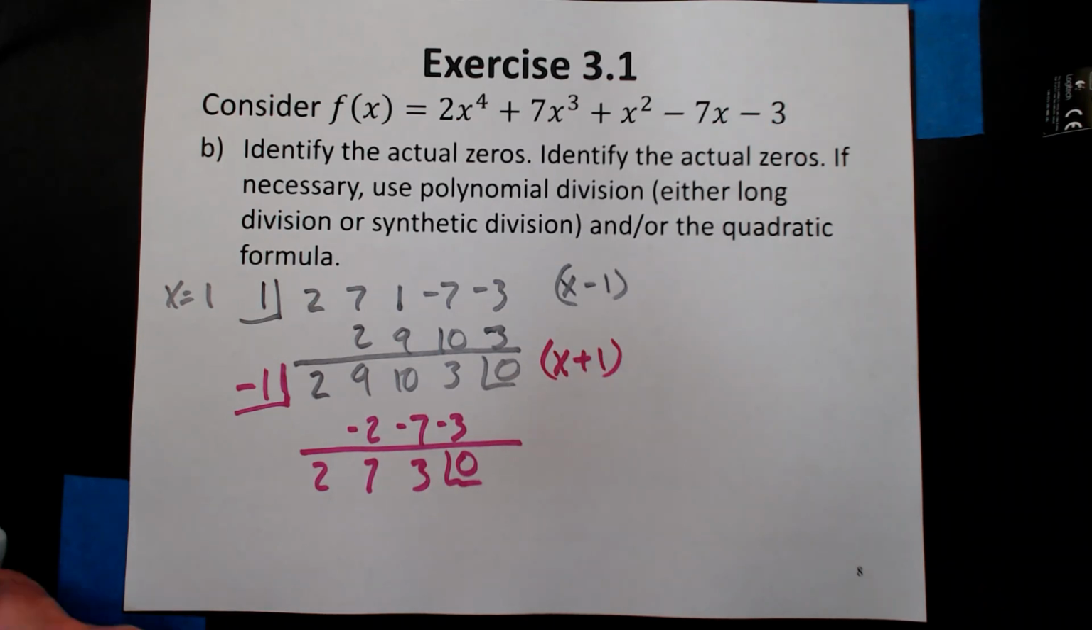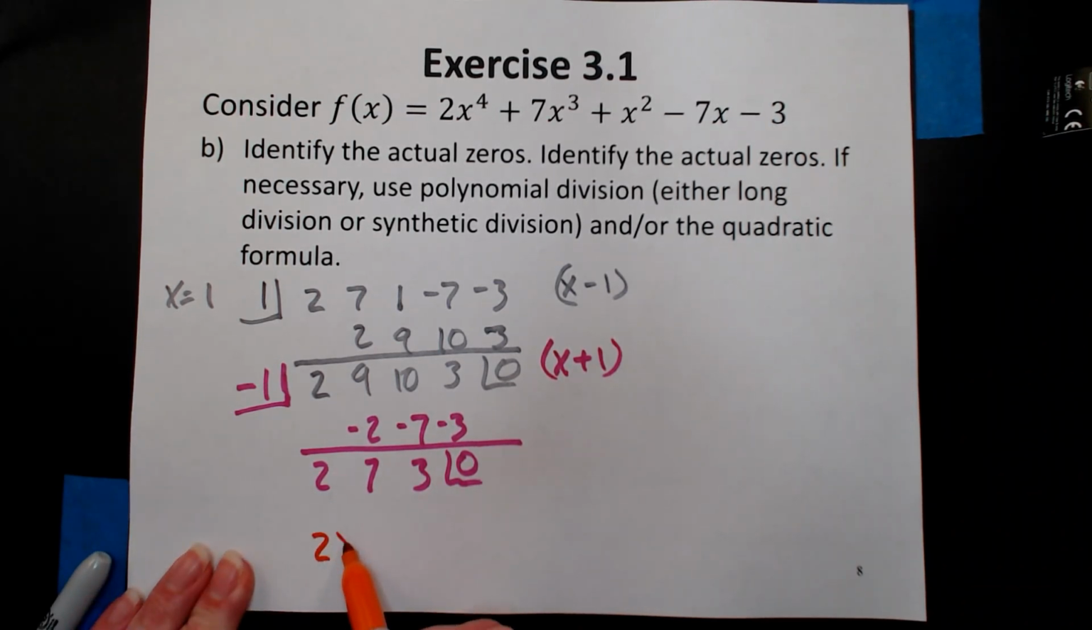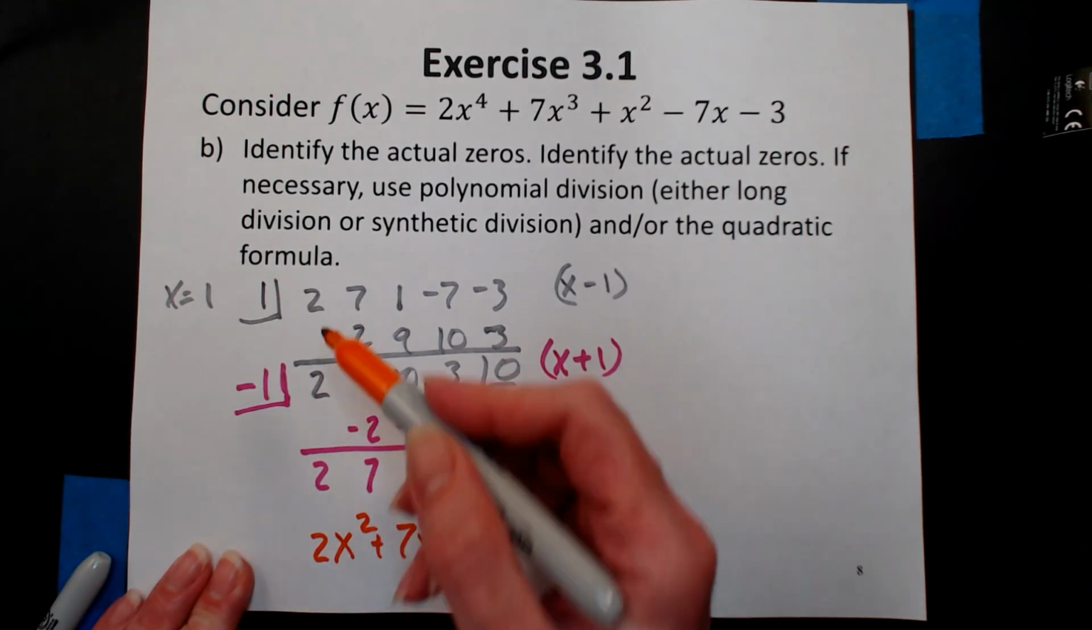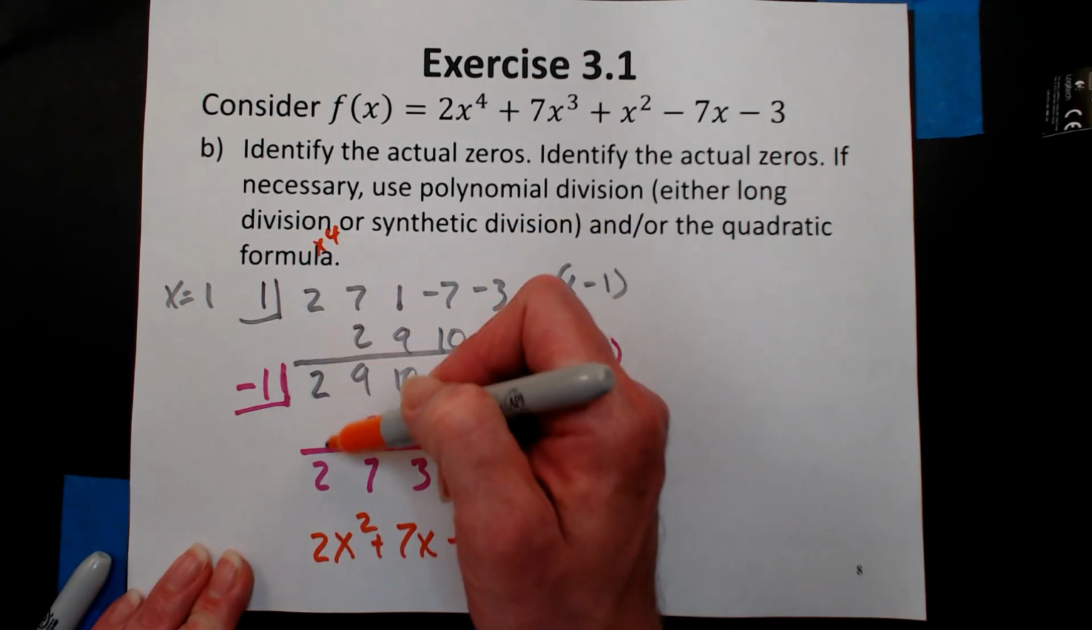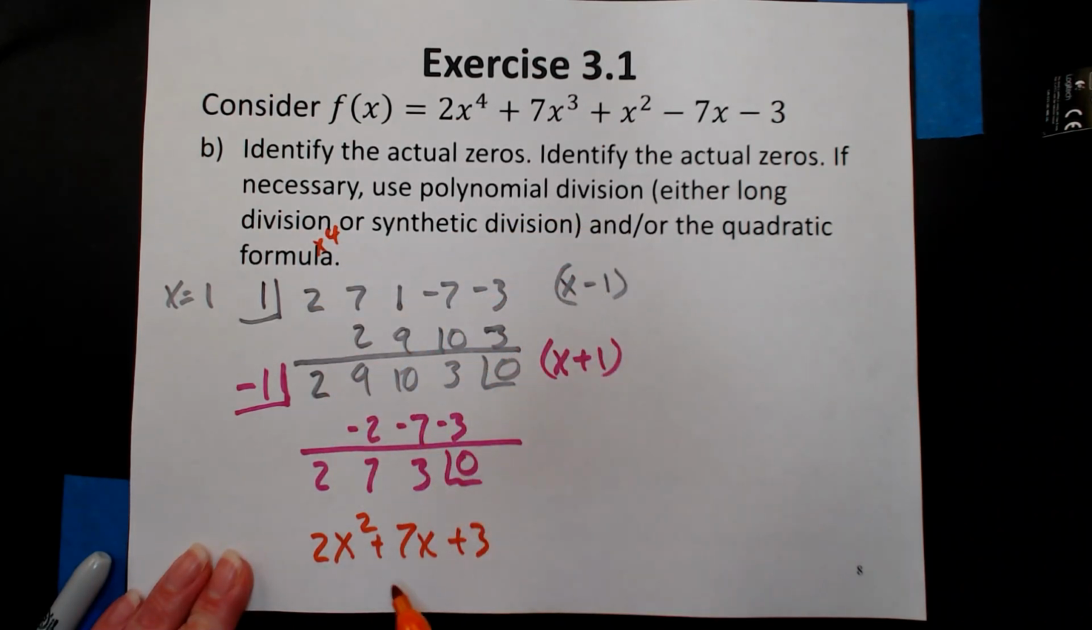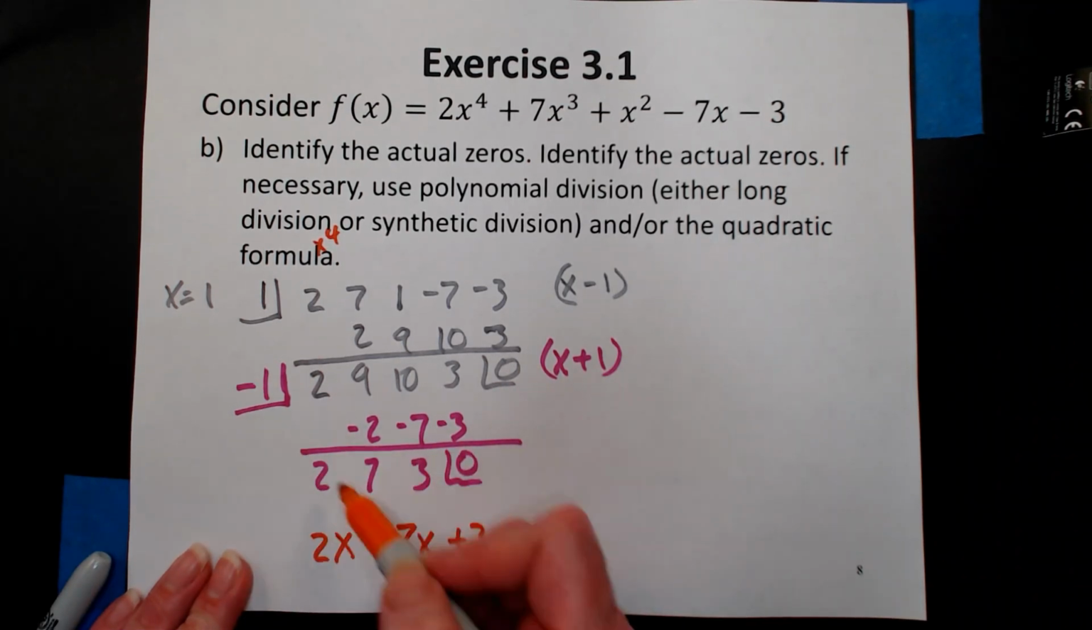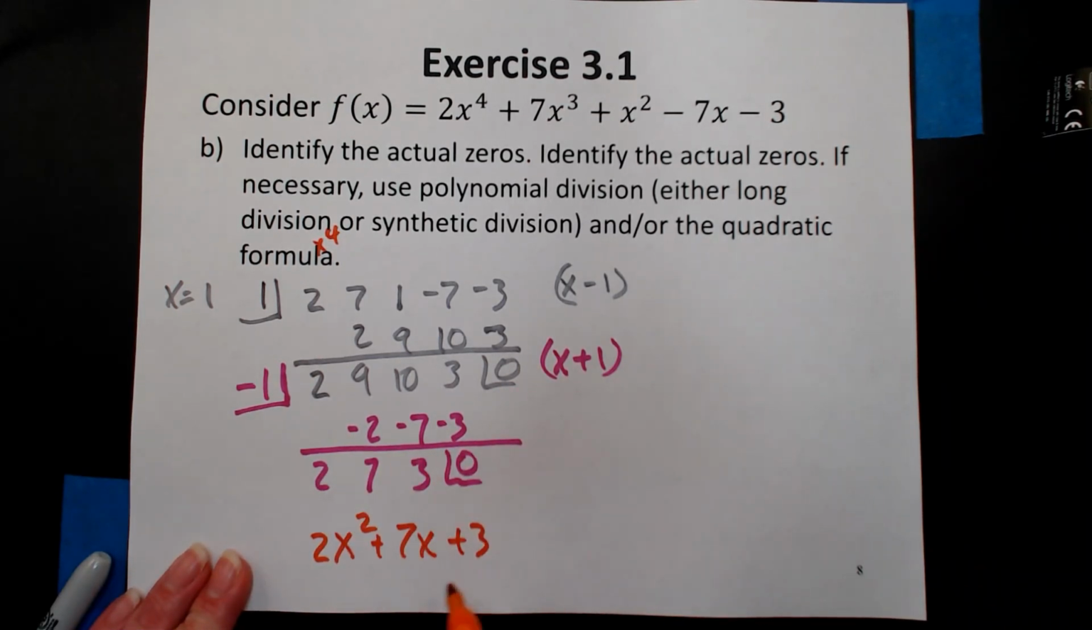And then down here, I'm going to have the polynomial 2x squared plus 7x plus 3, because I reduced the powers by one each time I did synthetic division. This was an x to the 4th, then it became an x to the 3rd column, then it became an x squared column. So now I need to find a way to multiply 2 and 3 together to give me a middle term of 7.